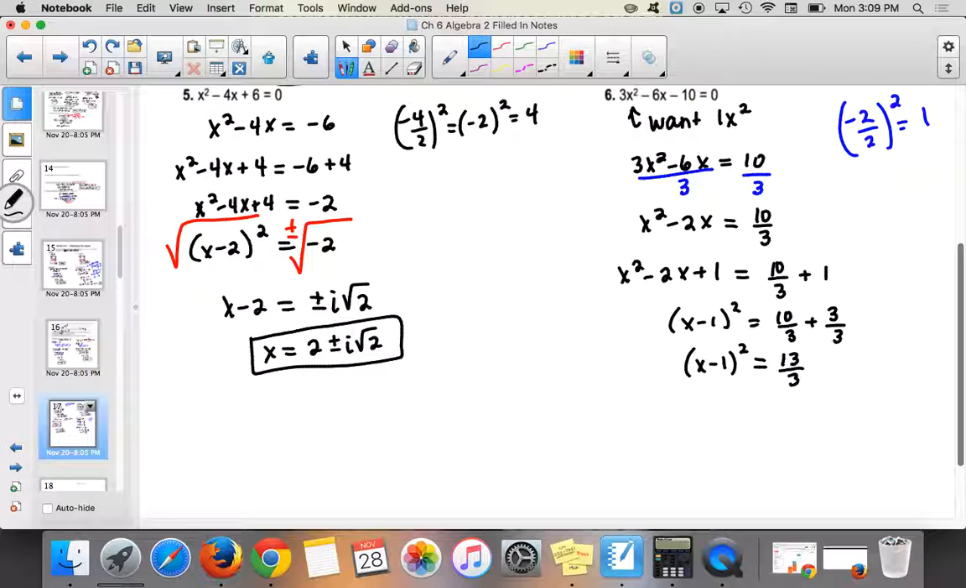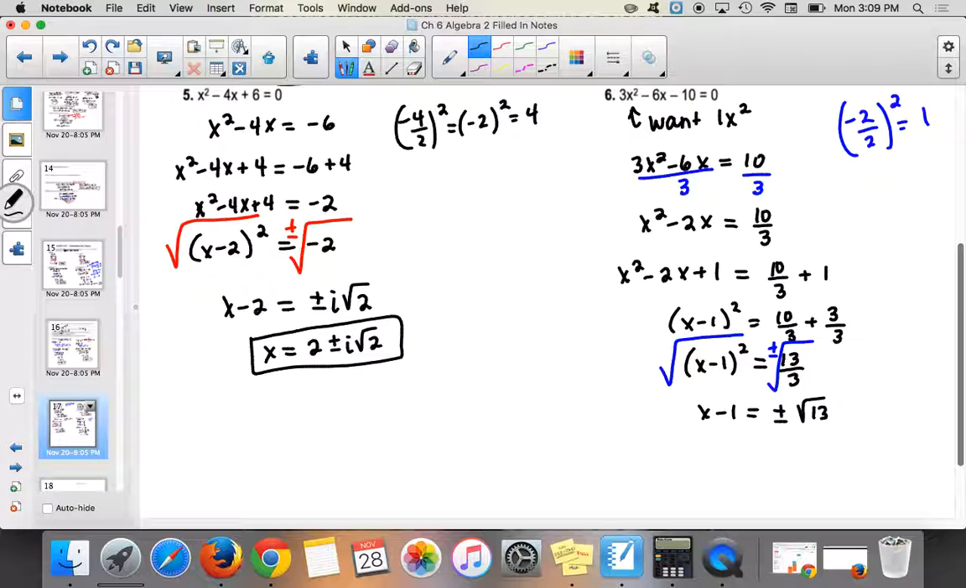Take the square root. Even Abby's getting uncomfortable over there. Abby's a math superstar back there. She's like, I don't know about the square root of 13 thirds. No, I just always say the wrong thing. Sorry. Square root of 13 thirds.